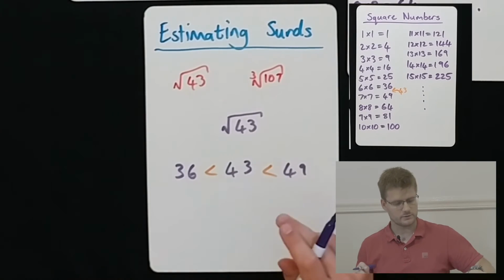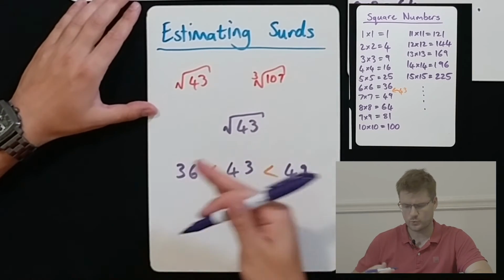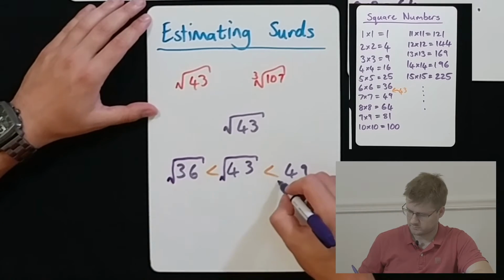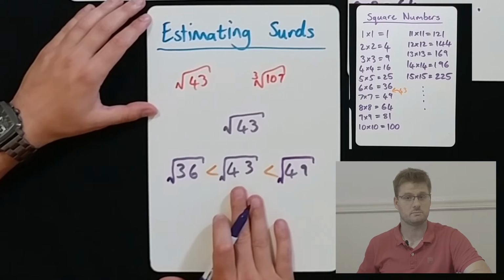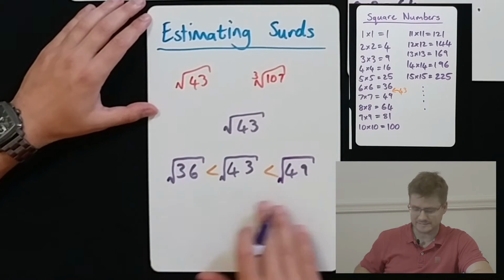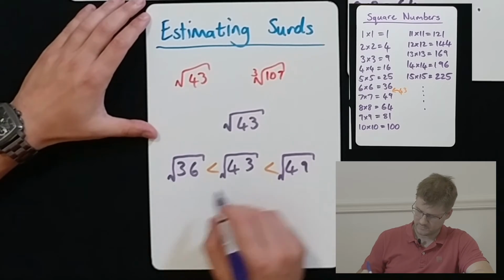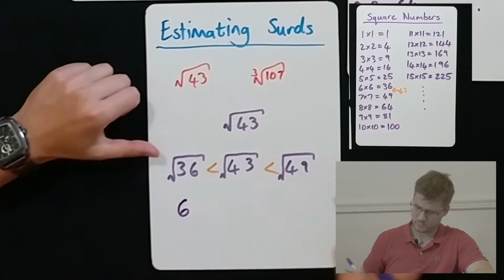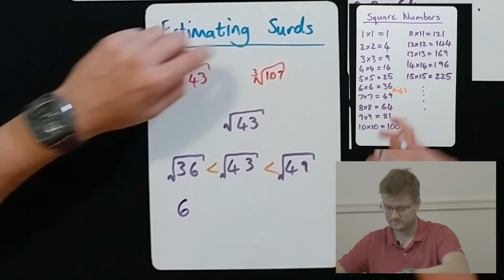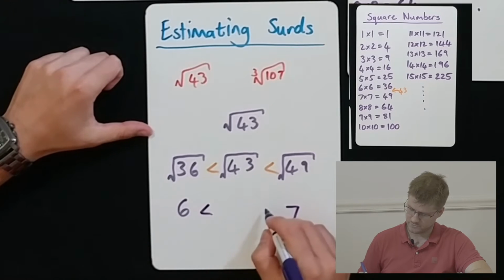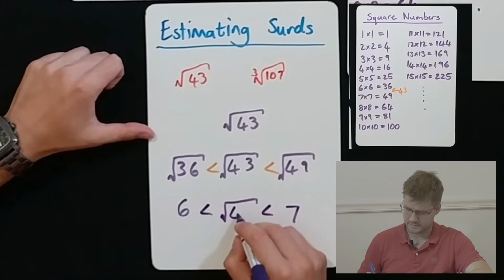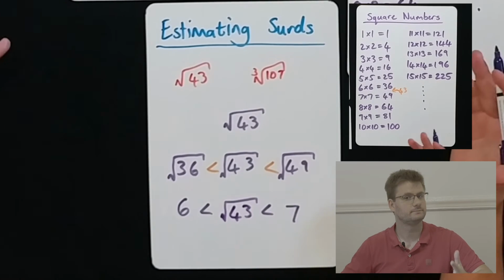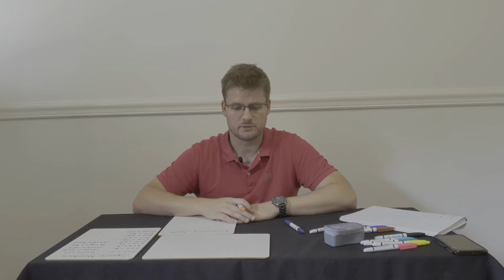All right, so this stands to reason then that if we were to square root all three of these numbers, our inequality would still be true. So the square root of 43 must be in between the square root of 36 and the square root of 49. We know that the square root of 36 is 6. We know that the square root of 49 is 7. And therefore, the square root of 43 lies in between the integers 6 and 7. Done.